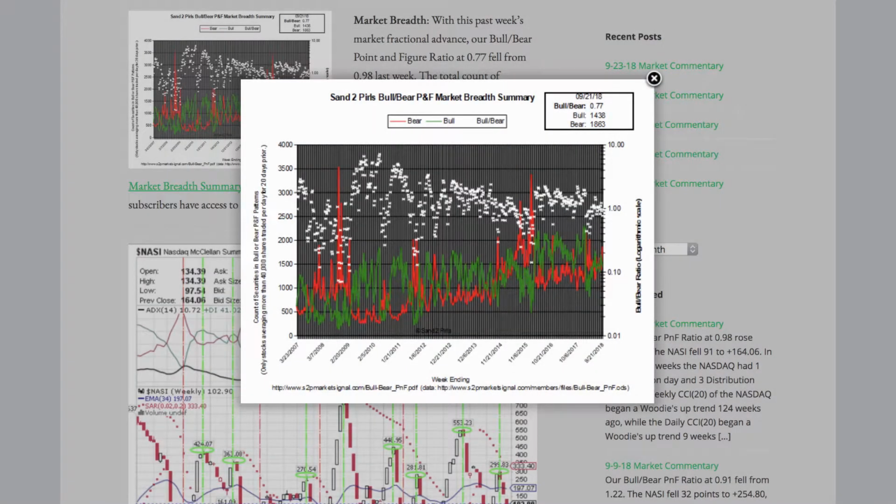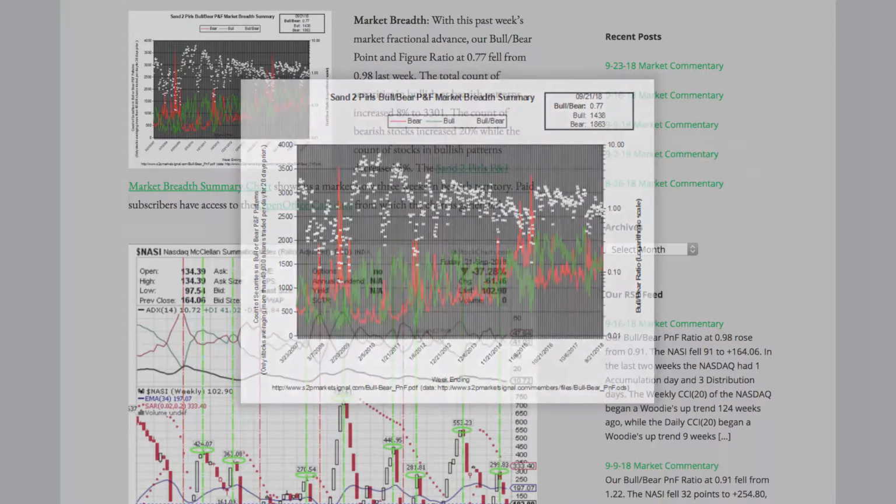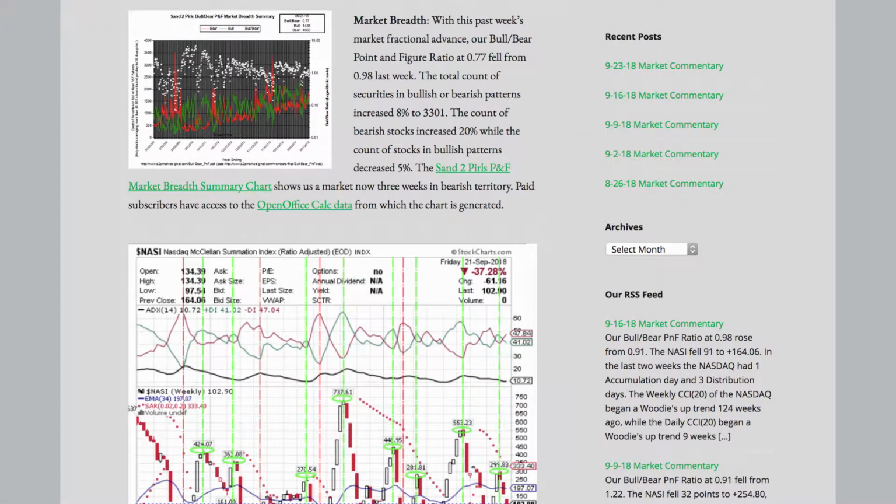Market breadth. With this past week's market fractional advance, our bull-bear point and figure ratio at 0.77 fell from 0.98 last week. The total count of securities in bullish or bearish patterns increased 8% to 3,301. The count of bearish stocks increased 20%, while the count of stocks in bullish patterns decreased 5%. The Pirls P&F market breadth summary chart shows us a market now 3 weeks in bearish territory.